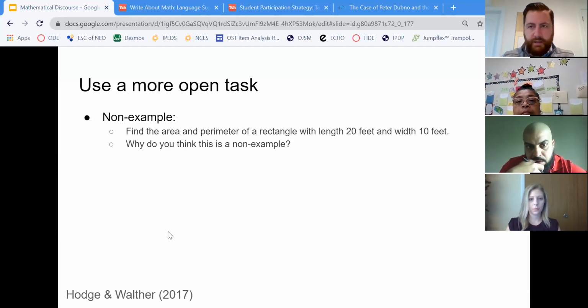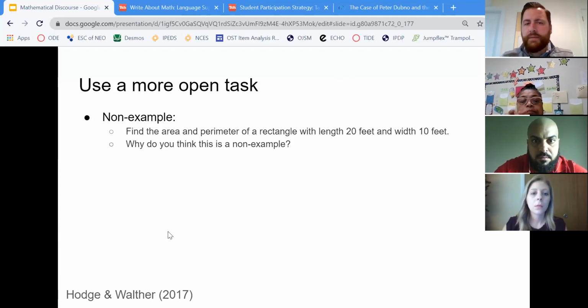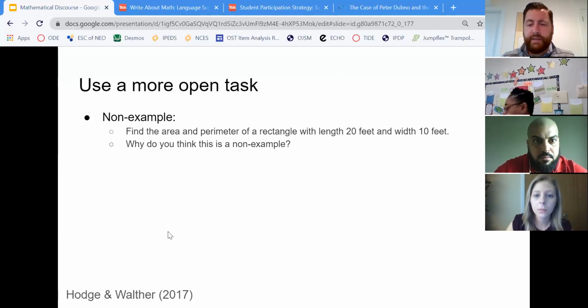Now, I want you to respond in the chat. I want you to think about this for a second. What about this task makes it a non-example? We haven't really even defined open task yet, but just based on what you're thinking, what about this task is closed? It's not an open task.